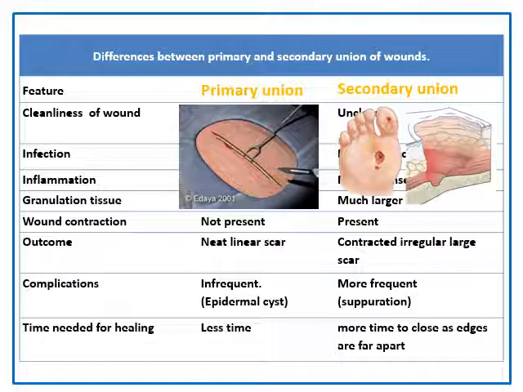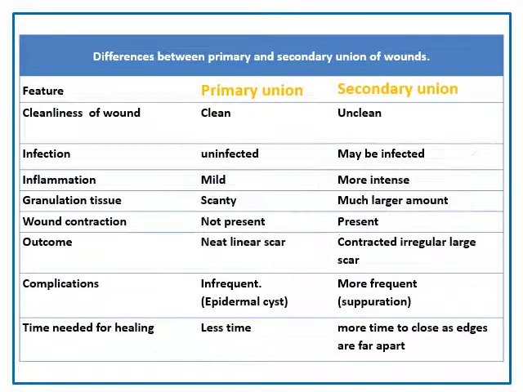Number 1, cleanness of the wound. Of course, the wound in the primary intention is clean, while in the secondary intention it could be not clean. Infection: the primary intention usually is not infected, however, in secondary intention, it may be infected. Inflammation in the primary intention is mild, while in the secondary intention, more intense. Granulation tissue is scanty in primary union, while in secondary union, of course, secondary union means secondary intention, a much larger amount of granulation tissue is formed.